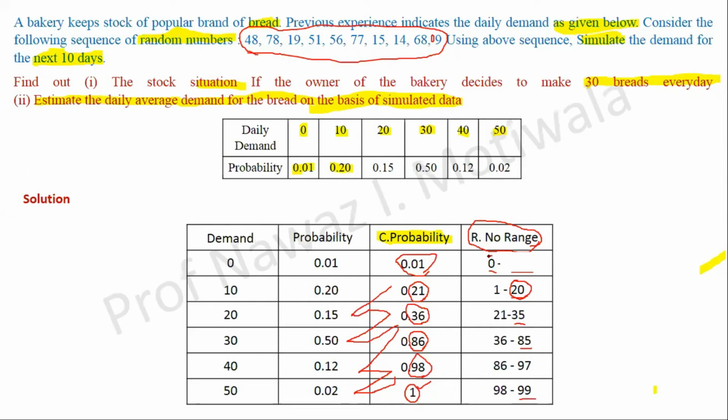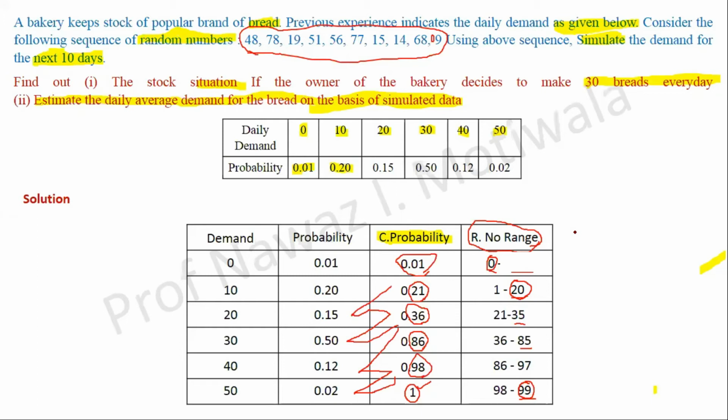So here you can see that we started from 0 and we ended up with 99, which is the highest 2-digit number that can occur in this particular range. Okay, any doubts still here? Please ask. No doubt, sir. Okay, so again I repeat, the first step in any simulation problem will be to find out the range table, in which there will be only 4 columns: demand, probability, cumulative probability and range.